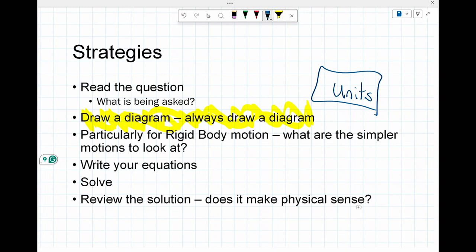Write your equations. Make sure you write down what you mean, and if you want to make an argument that you understood the problem, it really helps when you do that. Solve, review the solution, does it make physical sense? And this is particularly important with vector solutions for rigid body motion. Because with rigid body motion, one of the things that's really hard for you to do, and it's hard for me, is to understand how the motion occurs. And so it's helpful to just draw out the vectors at the very end and say, here's the vector for this side, oh, that makes sense. Or it doesn't, because I'm trying to bend this thing in the middle.